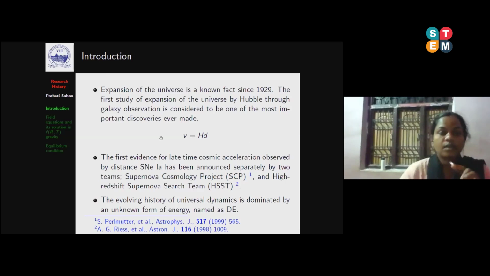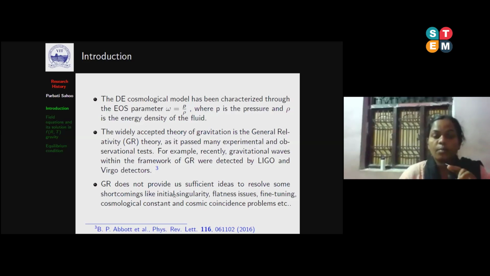First of all, the expansion of the universe has been known since 1929, and after that there were many cosmological projects like the supernova projects. After getting confirmation from this observational evidence that the universe is expanding, there are two ways we can approach this expansion. We can consider an unknown form of energy known as dark energy, or we can take the theoretical point of view, that is, an alternative theory of gravity, or modified theory of gravity. Here we have concentrated on modified theories of gravity in order to understand the expansion of the universe.